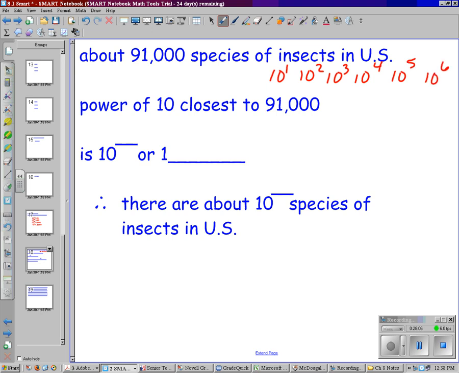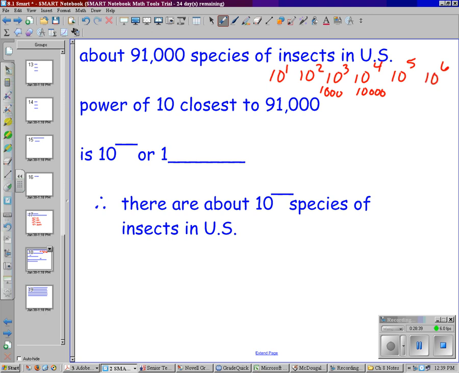Which one of those numbers is closest to 91,000? What do you think, Rebecca? 10 to the third. 10 to the third is what number, Rebecca? It's 1 with 3 zeros after it, 1,000. Do you think that number is closer to 1,000 than it is to 10 to the second or 10 to the fourth? You think 10 to the fourth? What number is 10 to the fourth? 10,000. So you think that 91,000 is closer to 10,000?